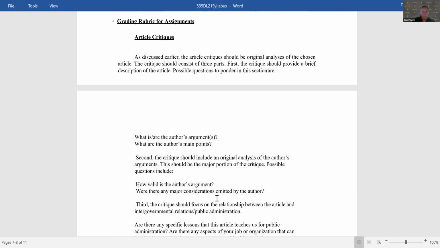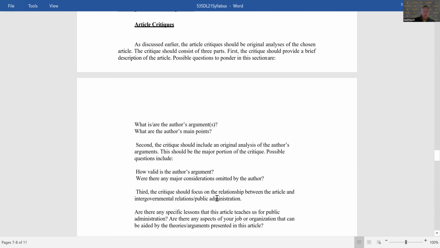What are the author's arguments? What are the main points the author is making? Then the second section, which is your critical analysis of that article. How valid is the author's argument? Were there any major considerations that the author omitted in writing the article?